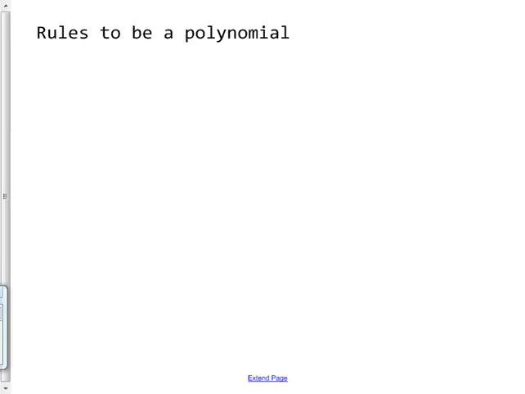Rules to be a polynomial. There could be a question like this. That skipped a few terms. Is it still a polynomial? Yes, it is. So what would make something not be a polynomial? Do you remember anything that you could do to make it not work? Negative exponents, very good. If you throw in one like that, it's not a polynomial anymore.